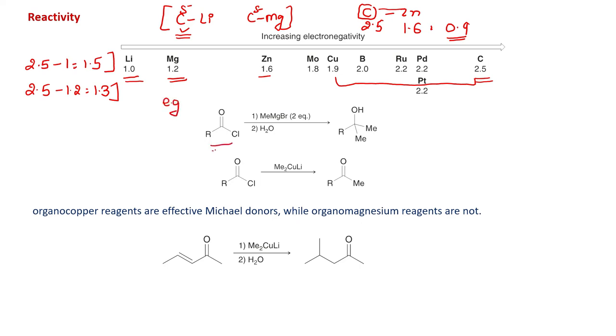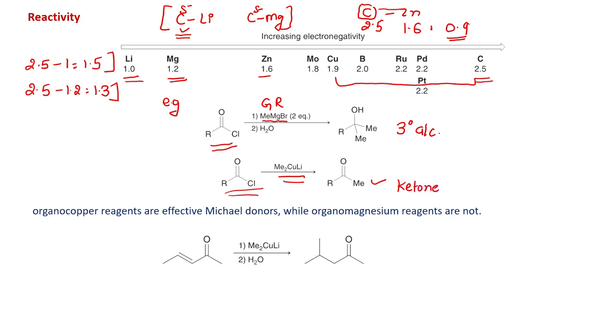So let's take an example. When you treat acyl chloride with methyl magnesium bromide, which is called a Grignard reagent, you will get a tertiary alcohol. I will explain later why you get the tertiary alcohol and why you don't get this product. And when you treat acyl chloride with methyl copper lithium, you will get a ketone.